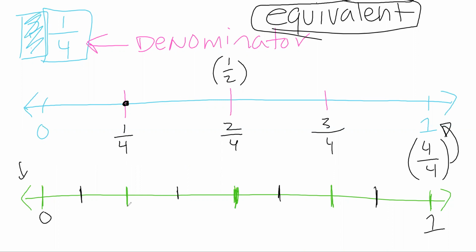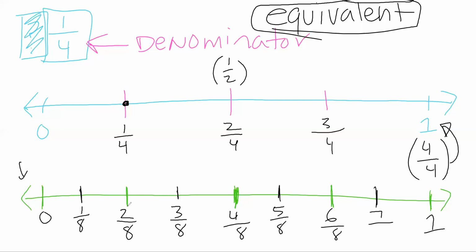Let me label these parts, because now if this is 8, this is 1 out of 8. This is 2 out of 8. This is 3 out of 8. 4 out of 8. 5 out of 8. 6 out of 8. 7 out of 8. And then this one would be 8 out of 8, or 1 whole. So now, here we go. We've just found ourselves an equivalent fraction.